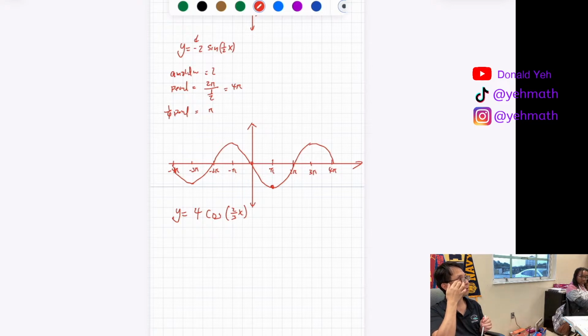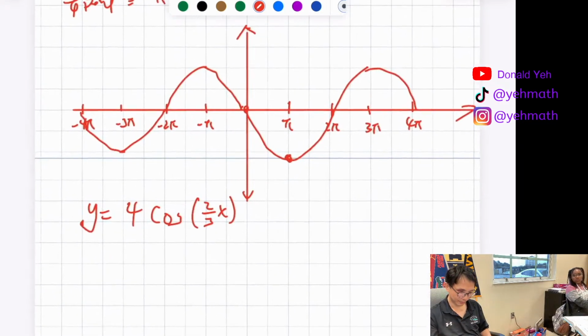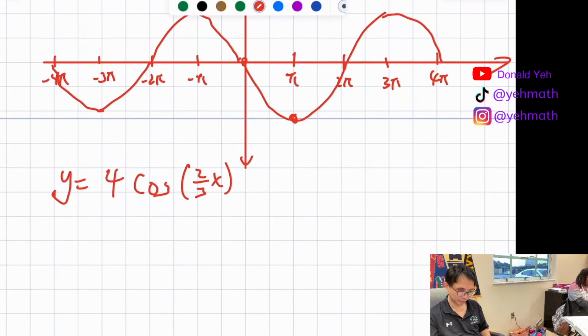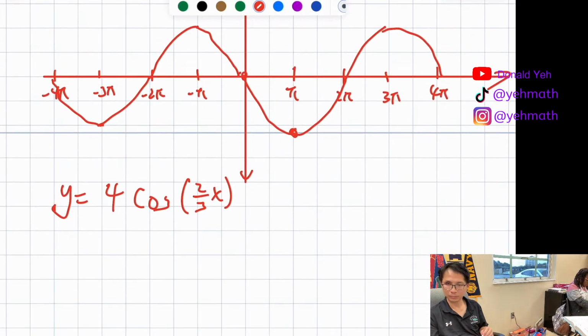Can you zoom in? Sure. So today's goal, we're just going to grab the easier version of sine and cosine. Tomorrow we're going to go to a harder version.